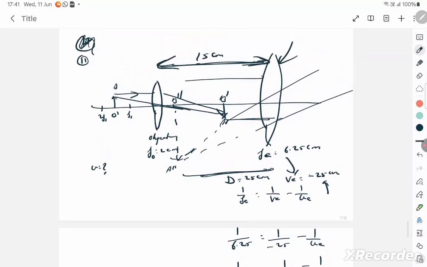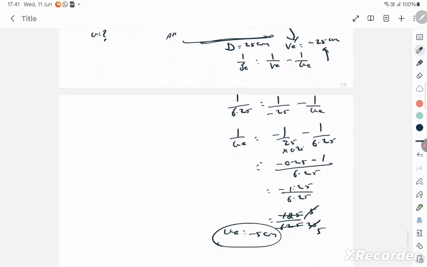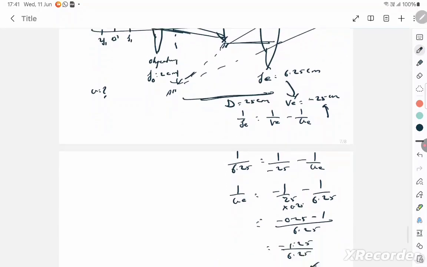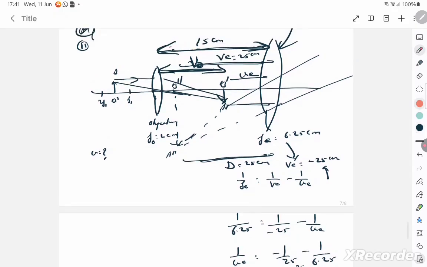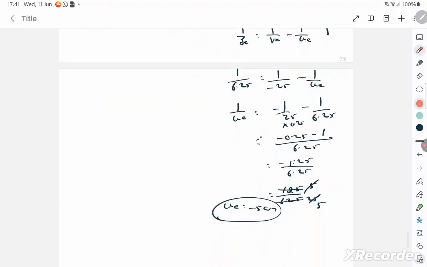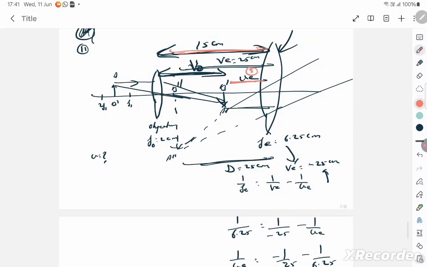Obviously, because this is your VE, the final image, which happens to be 25 centimeter. This is your UE, correct? So UE you found is also to the left of the eyepiece, so minus 5 centimeter. Now you got your UE, therefore you can find your VO, the image distance for the objective. The total distance between the objective and the eyepiece is 15 minus the UE that you got. The UE that you got is 5, let's take only the magnitude 5. So 15 minus 5, this will become 10 centimeter VO. And it's on the right side, so it has to be positive.